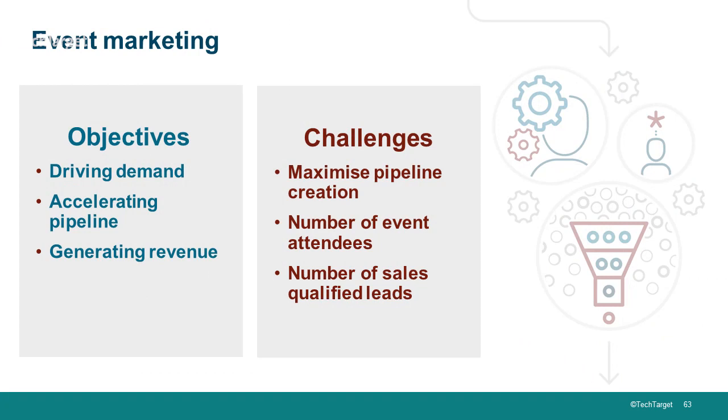But digging in a little bit further, through doing some research for this presentation, I found an organization called Certain, and Certain does events marketing automation. They run a study to understand from a marketer's perspective what the main objectives and challenges are when it comes to executing against events. The objectives really boil into three specific cases: driving demand, accelerating pipeline, and generating revenue.